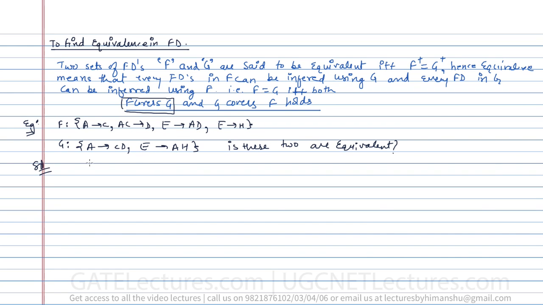F covers G and G covers F can be denoted like this. When I say F covers G, that means if this is the set denoting F, then this is the set denoting G. When I say G covers F, I'm sorry, I have to write G here and F here, that means every functional dependency denoted in F can also be denoted in G, and every functional dependency denoted in G can also be denoted in F. If both of them hold, then we can say F is equal to G.